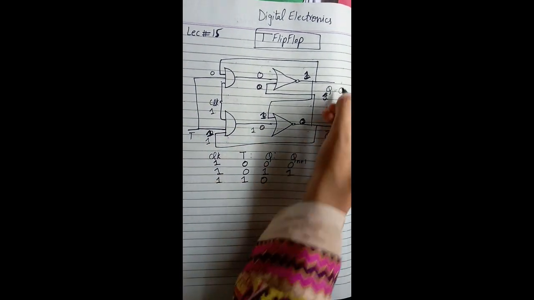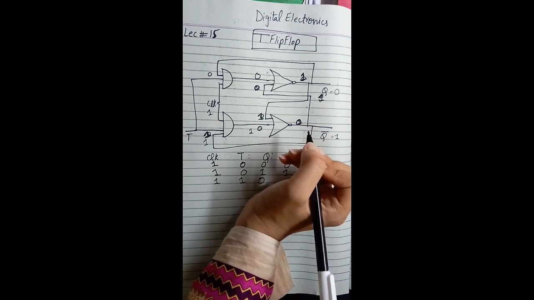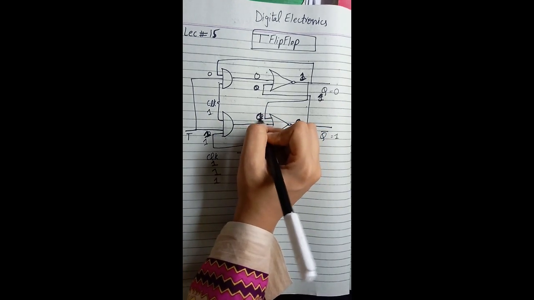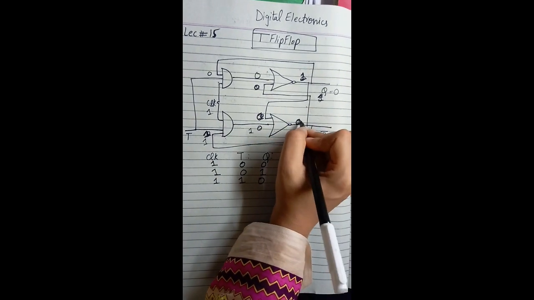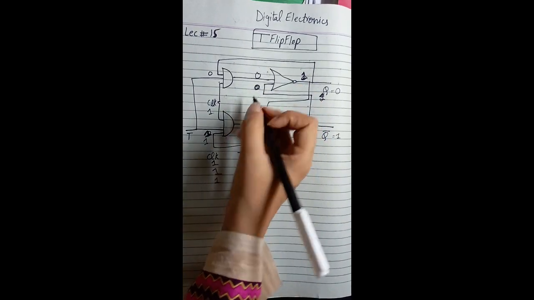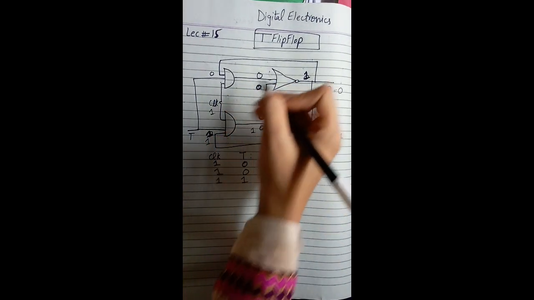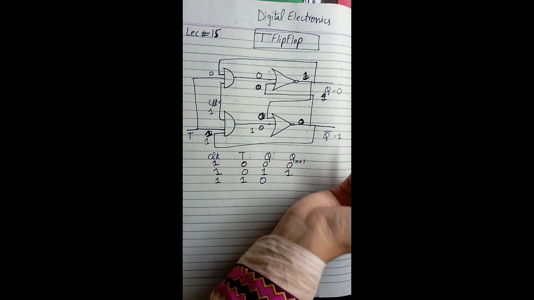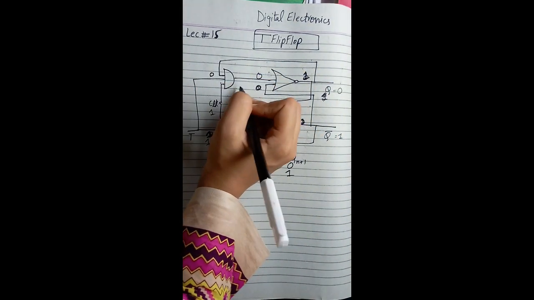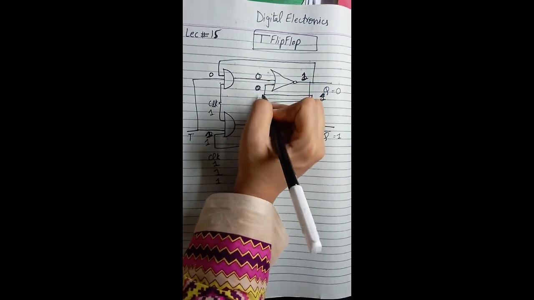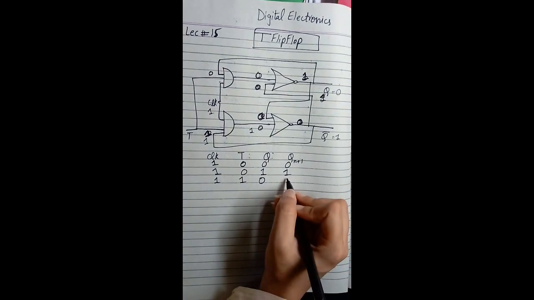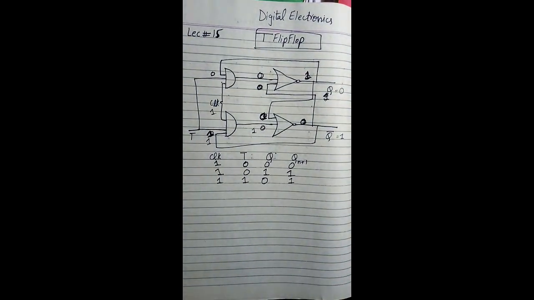Here we get the 1. This Q is 0. 0, 1 and 0 will give us 0. Here we have 0 input, and we have clock 1, T 1 and Q equal to 0. So according to the AND gate, we will have 0. 0 and 0 will give us 1 output. We will have 1 here.